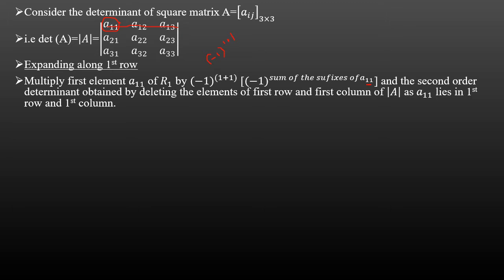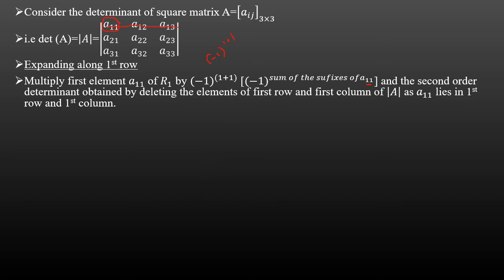So this is your i and this is your j. The first element is i and the second is j, so i plus j. For a11, i is equal to 1, j is equal to 1, so it is (-1) raised to 1 plus 1. And you don't have to multiply a11 only by this, you also have to multiply the second order determinant.